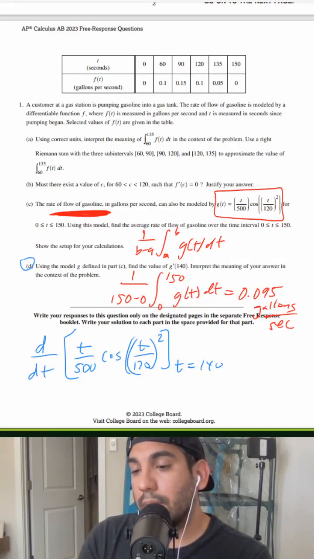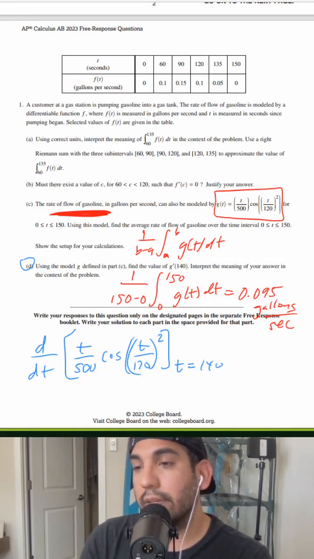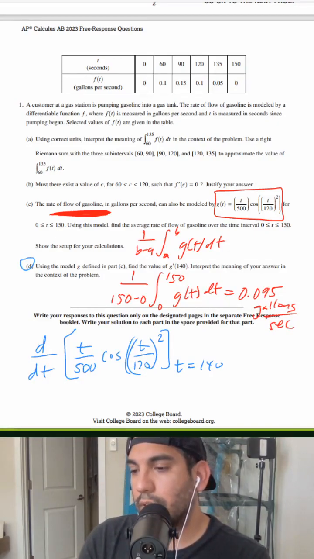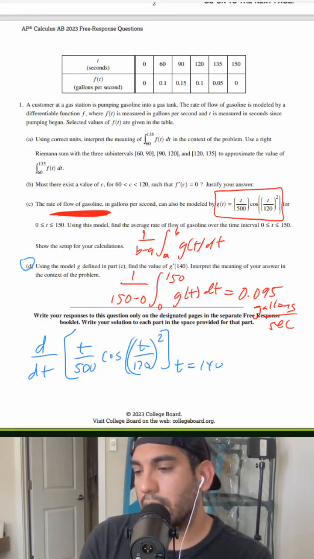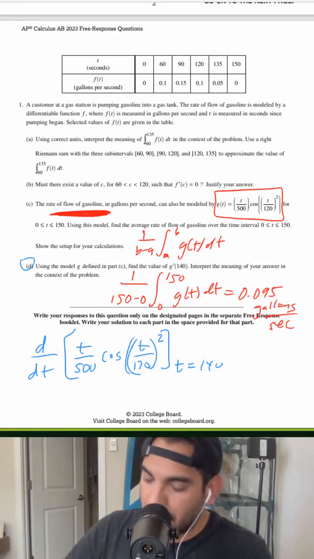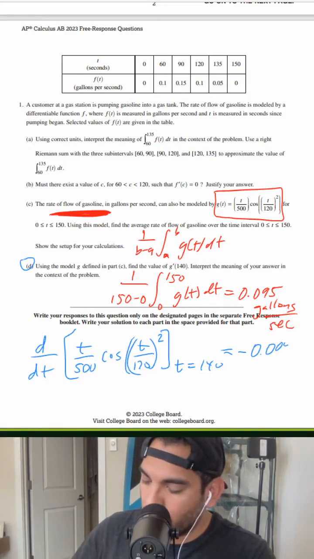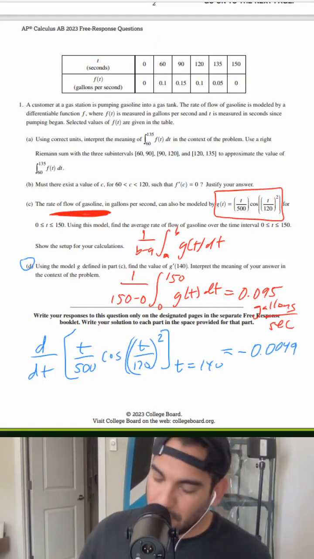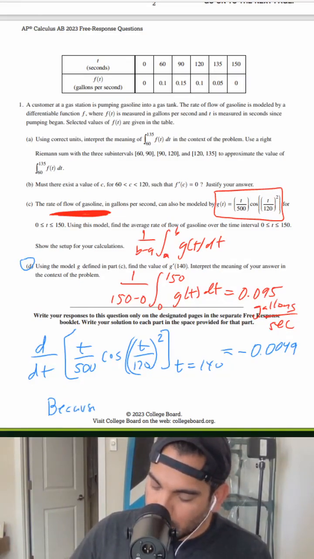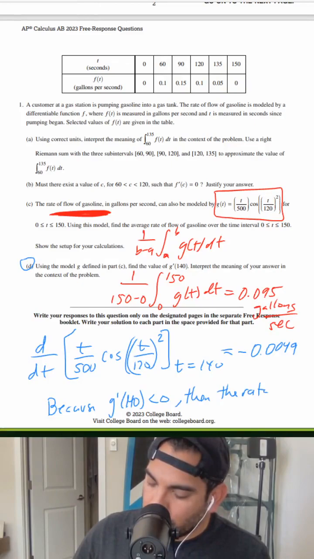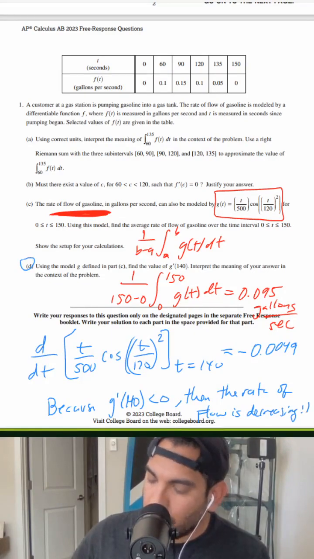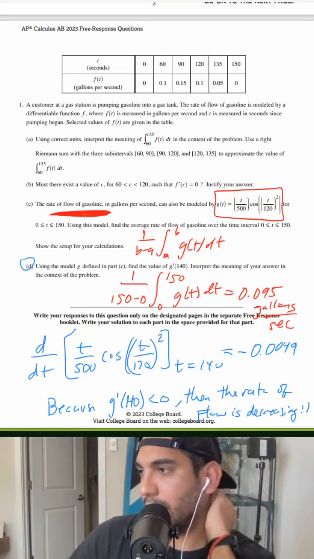And now we're going to find it. So I'm going to go ahead and put the value here. This is x over 500 times cosine of x over 120, and then close that, and then I'm going to put it at 140. And I get a value of negative 0.0049. Now, the value doesn't really matter, the fact that it's negative does. And so we're going to say because g prime of 140 is less than 0, then the rate of flow is decreasing. I believe you will get a point for that justification.